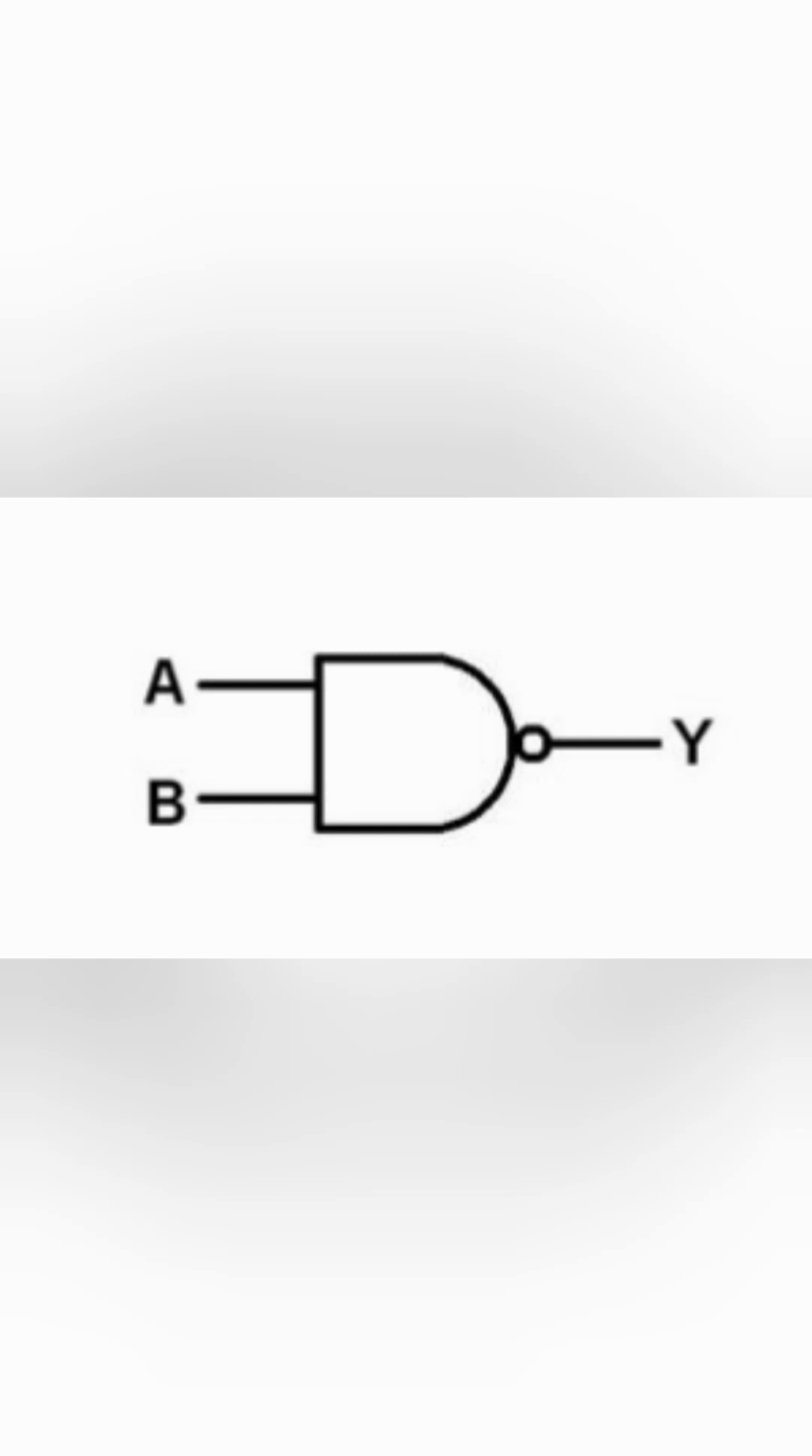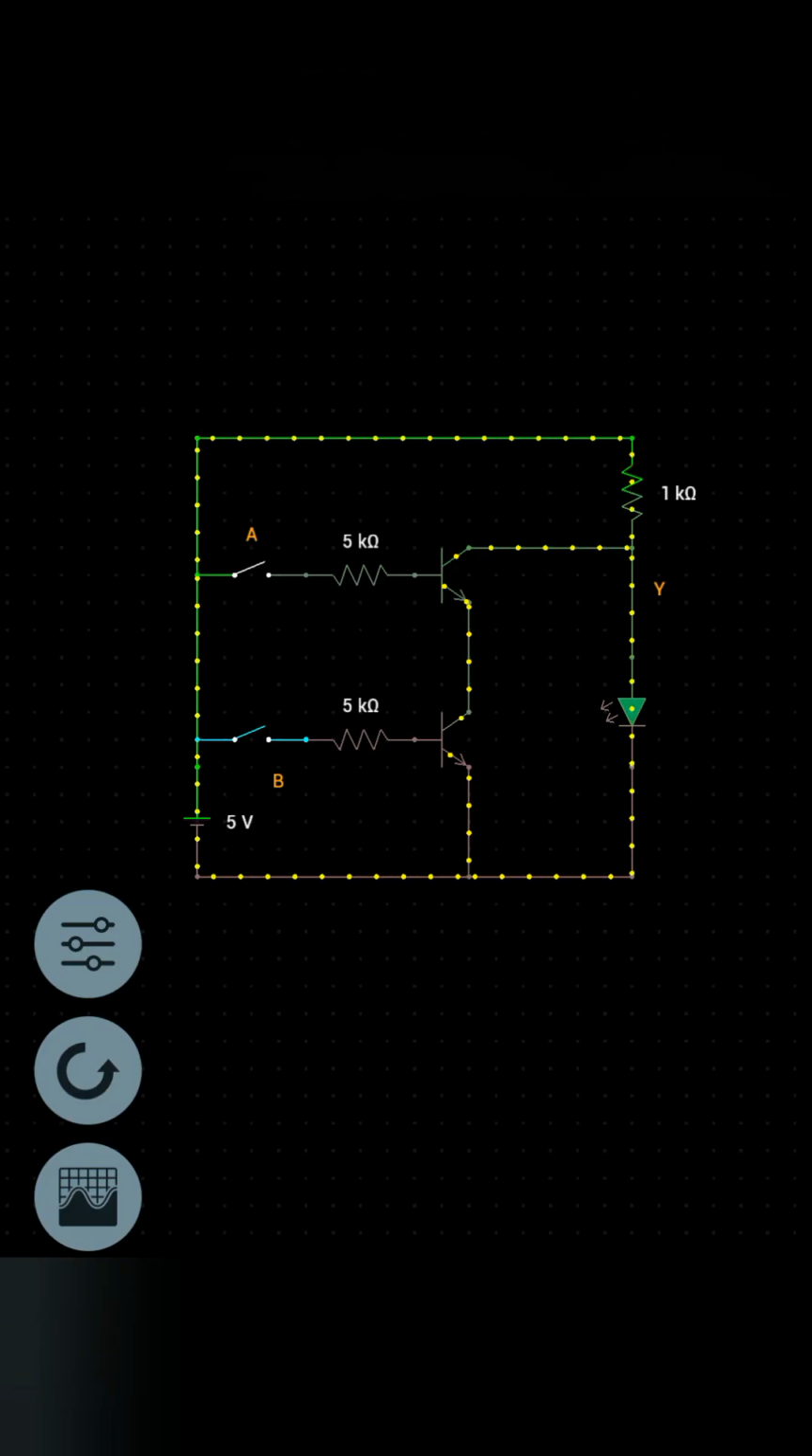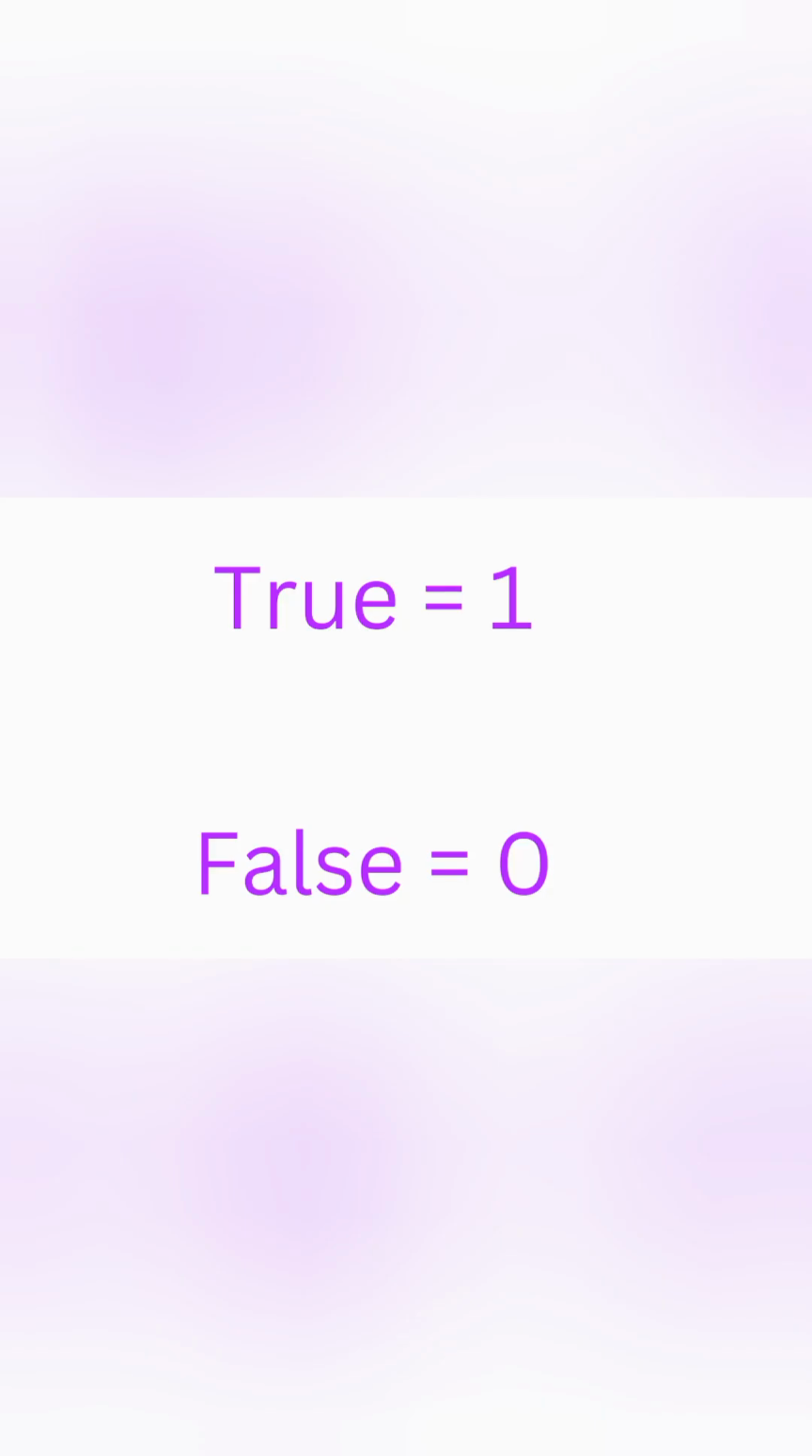As you can see from the circuit diagram here, the circuit is built with two NPN transistors. The inputs are labeled as input A and input B, and you can also see the output labeled Y. In this circuit, when we close any of the switches, it indicates that the input is true. But when we open any of the switches, it would indicate that the input is false. When the LED turns on, it also indicates that the output is true, but when the LED turns off, it indicates that the output is false. So we would be representing the true with 1, and the false with 0.